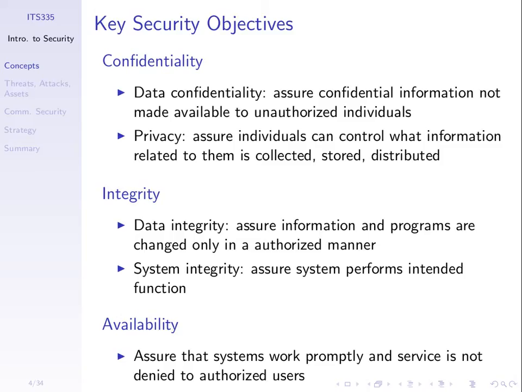Related to confidentiality is privacy, which is making sure people can control the information about them and control how it's collected, stored, and distributed to others. That sometimes comes up when you're visiting websites. There is some information about what you're doing. One aspect of privacy, therefore, is: can you control what others can observe about what websites you visit? Can others observe the websites you're visiting? How can they collect that information, store that information, and distribute that information to others? So that's another related aspect of confidentiality.